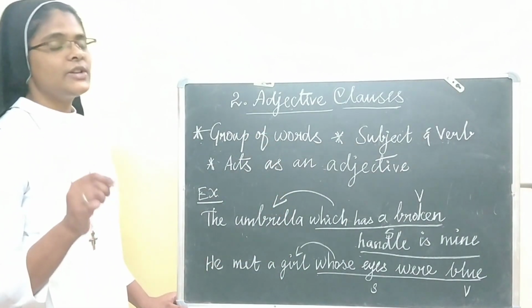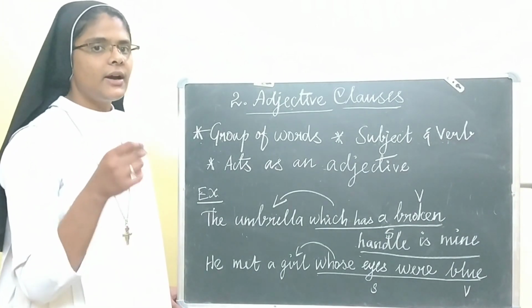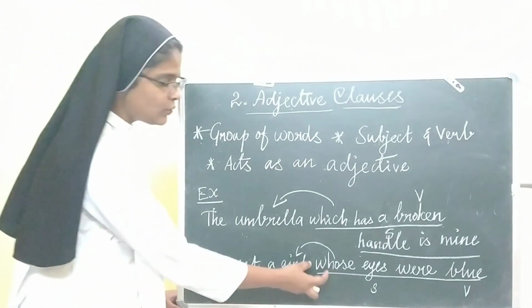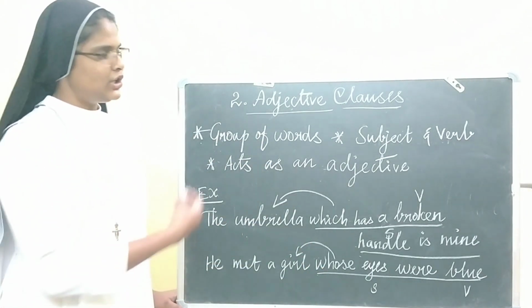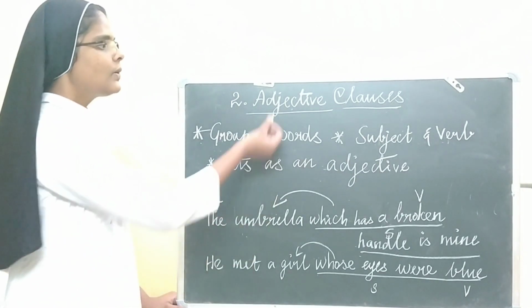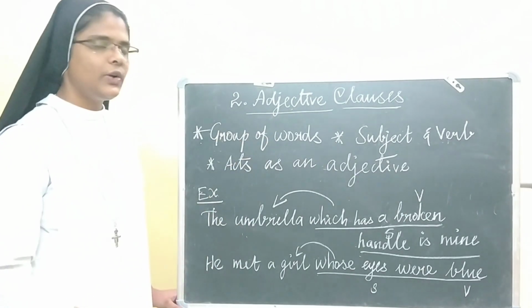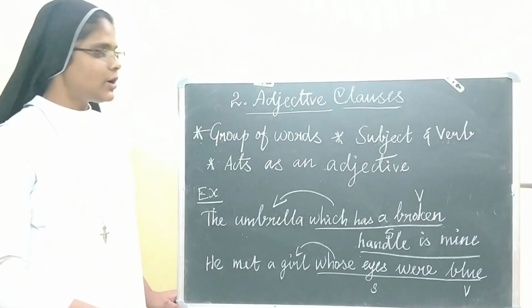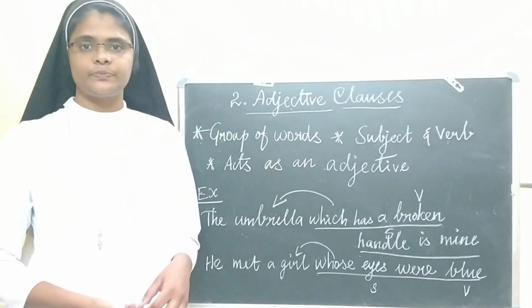The adjective clauses, we can call them relative clauses, because they give the relation between words like whose, who, with, which. So they are called relative clauses also. What is an adjective clause? An adjective clause is a group of words, a subject and verb combination, that acts as an adjective.